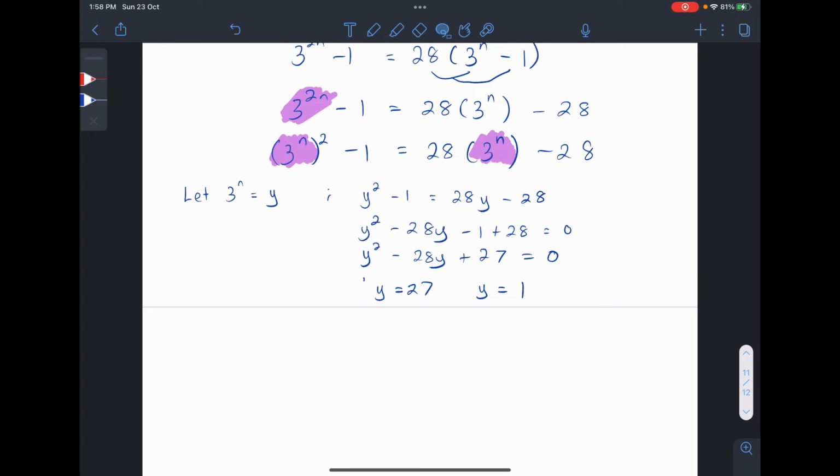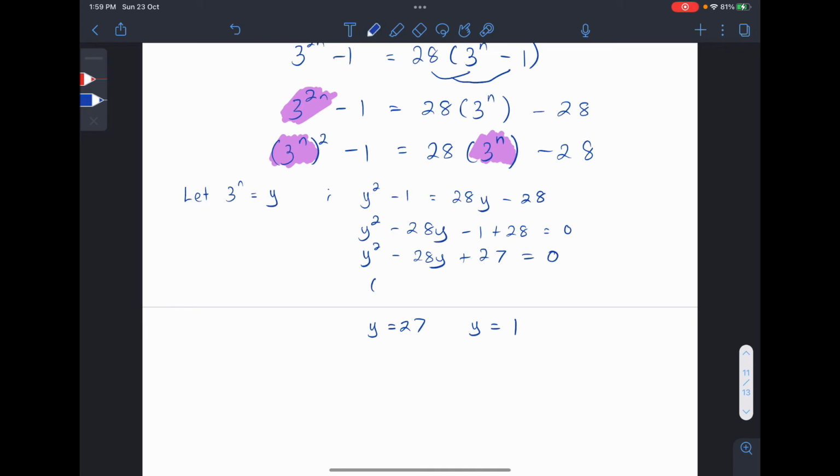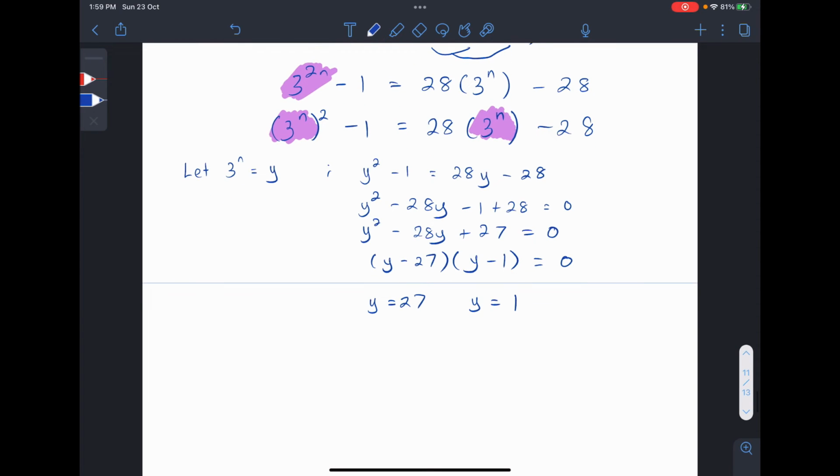If you want to write it in brackets, you can actually, right? I'll just leave a space. So (y minus 27)(y minus 1) equals 0. Okay. Now, since we've already solved our equation, we are going to substitute back what we had just now. So this will be 3 to the power of n equals 27. Okay, let's solve this first, and then we'll tackle the other one later.